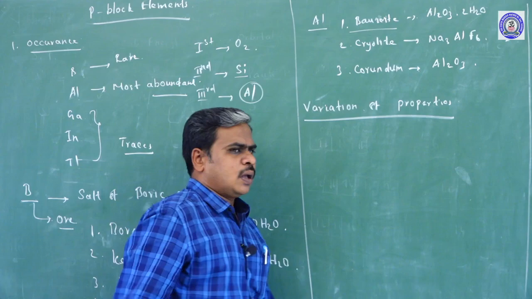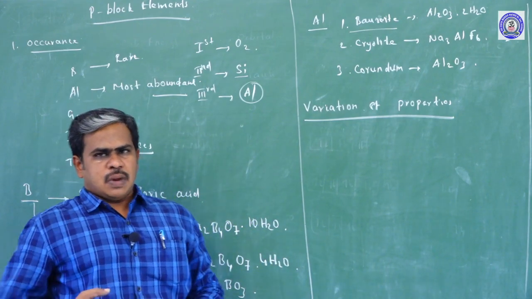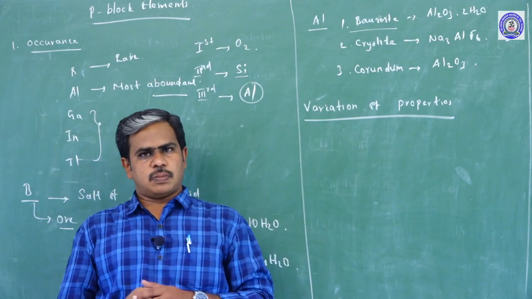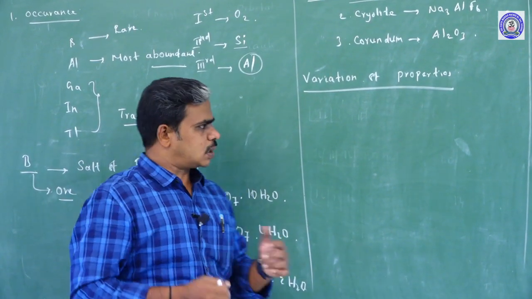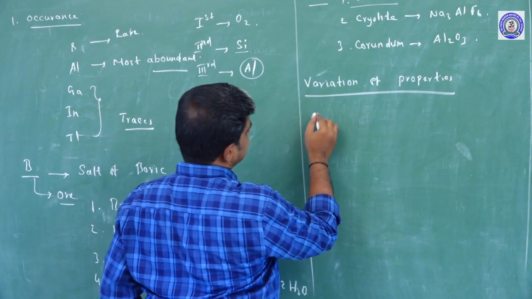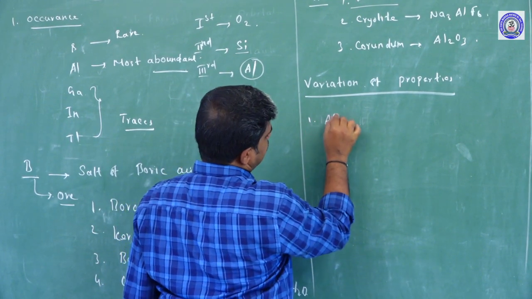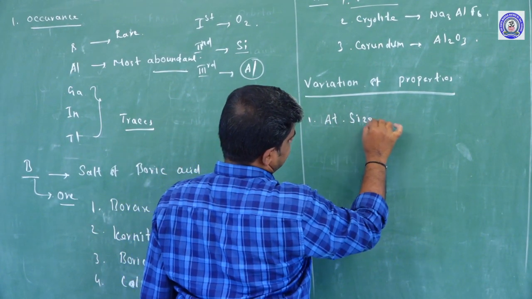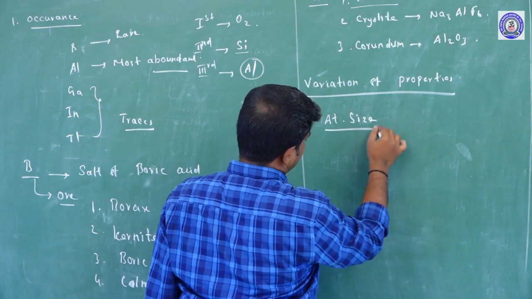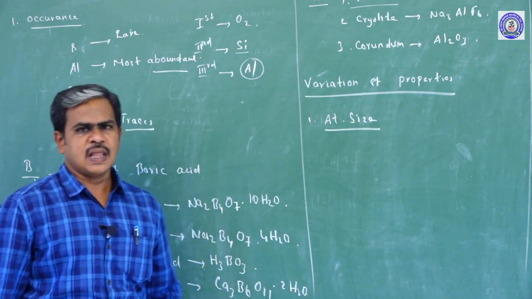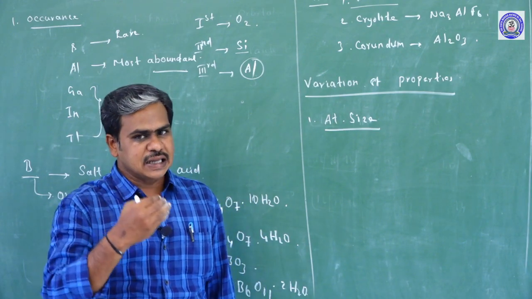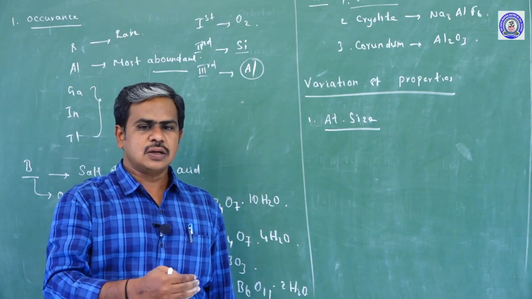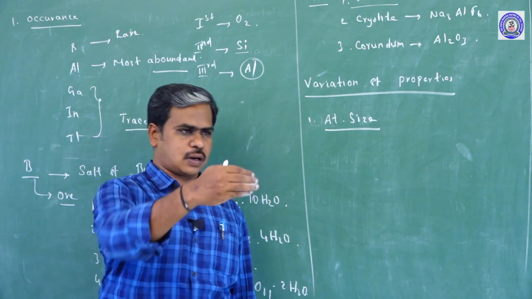Listen. In the p-block elements, particularly the 13th group elements, there is variation in general trends. Suppose the first one we take is atomic size. What do you mean by atomic size? Atomic size is nothing but the distance between the center of the nucleus and the outermost electron.